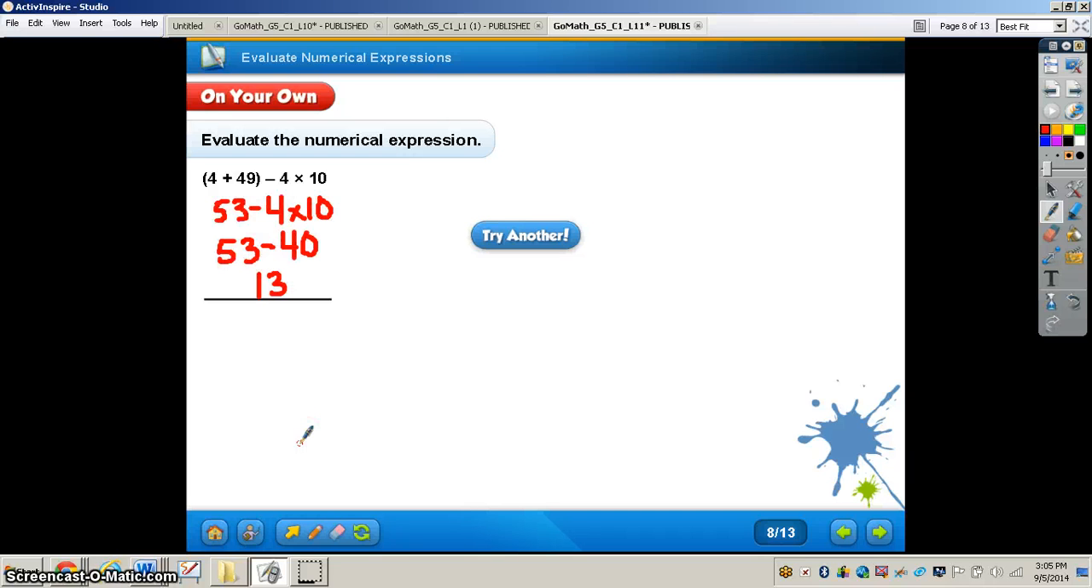Okay, so you can see my work. I did parentheses first, and then I did my multiplication after that, and then I took my 53 and subtracted 40 from it, giving me 13. Okay, here's another problem I want you to do all by yourself. When you're finished with it, you can press play and I will have the answer for you. Pause the video now. Okay, here's the answer. We have the answer 2, and you can see my work and compare it to yours as well.